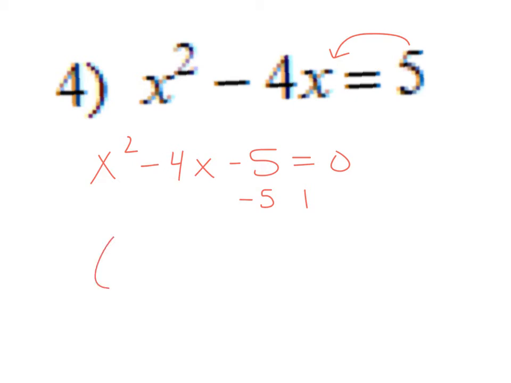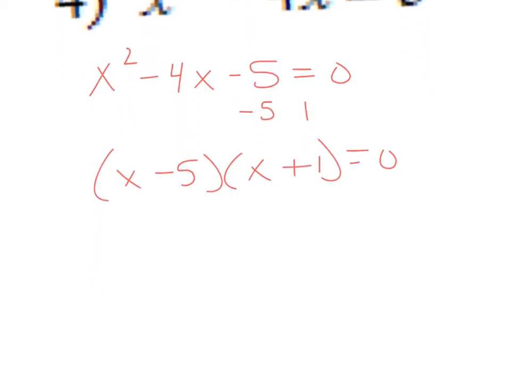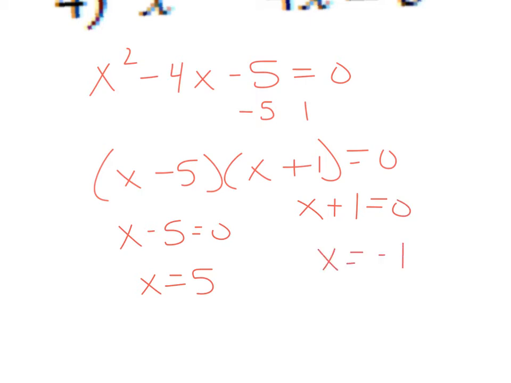So my answer here will be x minus 5 and x plus 1, and those are equal to 0. Now I'm going to take x minus 5 and set it equal to 0 and get 5. I'm going to take x plus 1 and set it equal to 0 and end up with -1. And those are my two solutions.